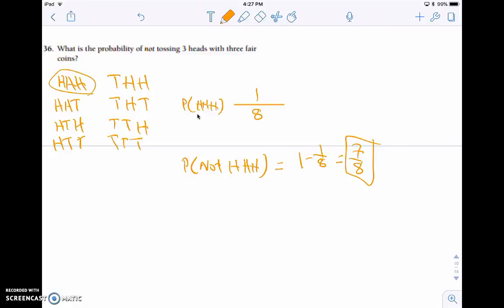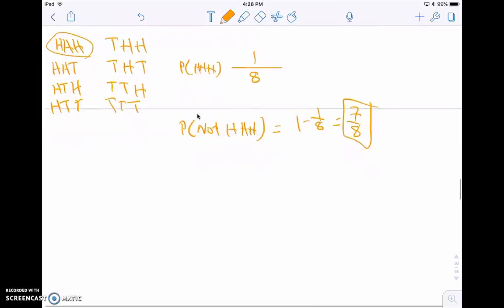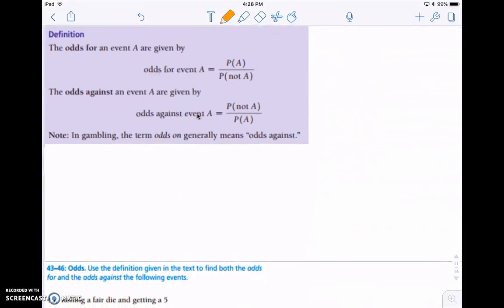Okay, and so again, this idea of not, or the complement, gets really powerful when we get into much more complicated ideas, but hopefully just getting the feel of this, of having one and then being able to find not that one, was helpful for you.